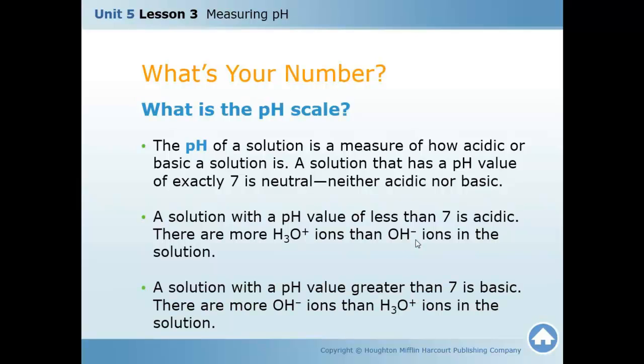And the last one, a solution with a pH value greater than 7 is basic. There are more hydroxide ions than hydronium ions in the solution. So pH less than 7 contains more hydronium ions than hydroxide ions. But when the pH is greater than 7, like 8, 9, 10, 11, 12, and so on, it means that the solution contains more hydroxide ions than hydronium ions.